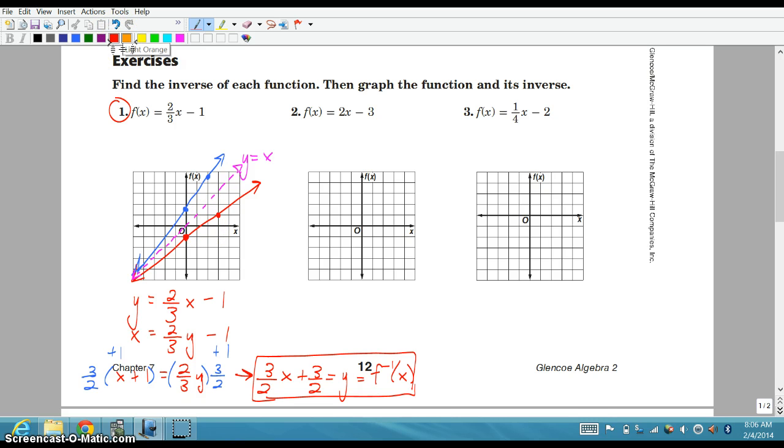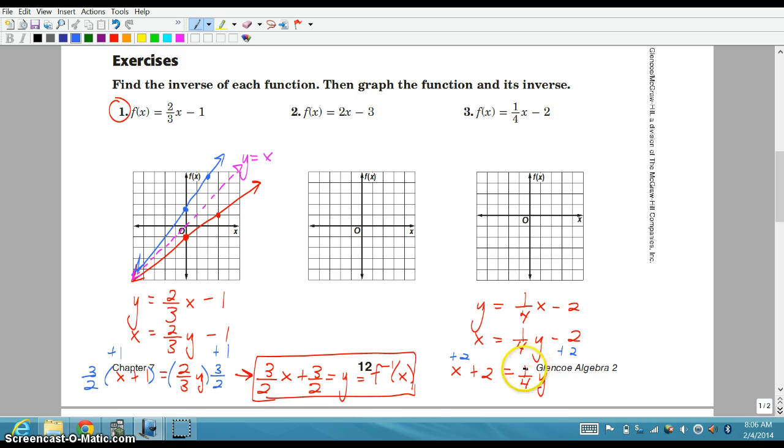Let's move on to number 3. Number 3, again, find the inverse. So the first step, rewrite the problem so that y equals 1/4 x minus 2. Switch x and y in our next step, like that. Add 2 to both sides, and then we have x plus 2 equals 1/4 y.